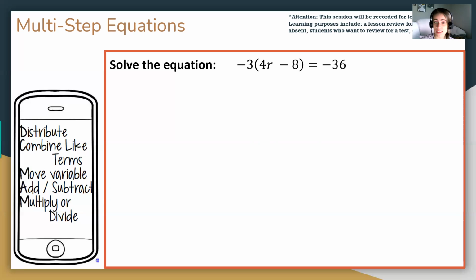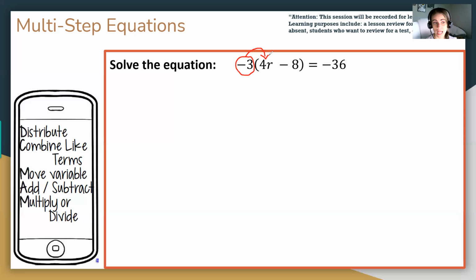First up is distributing. Is there anything that we need to distribute? Yeah, there is. I see a negative 3 being multiplied by a set of parentheses, by being multiplied by something. So we're going to distribute. We're going to multiply this negative 3 by everything inside the parentheses. So we can continue to practice those multiplication rules of integers.